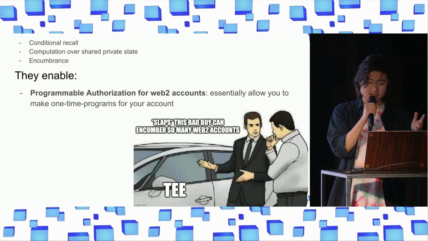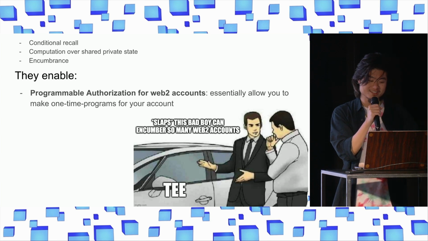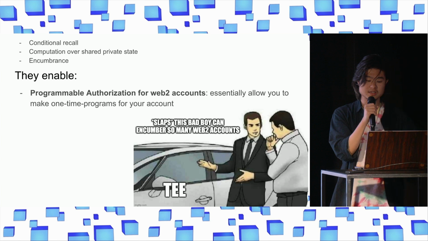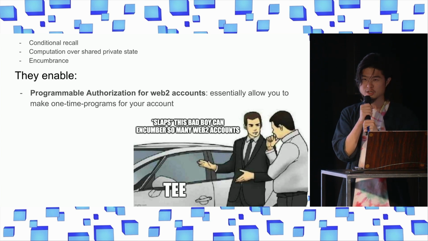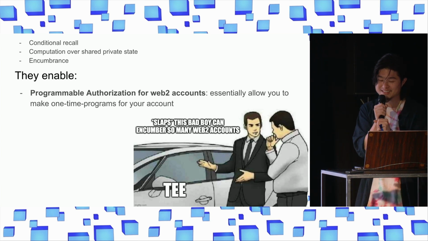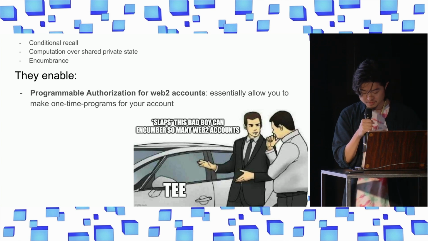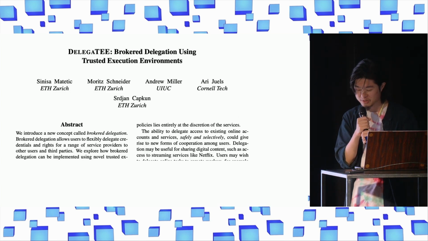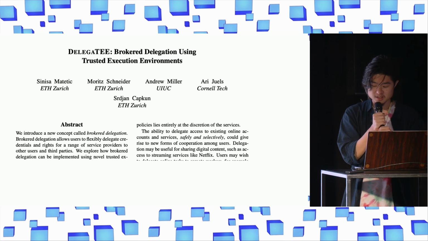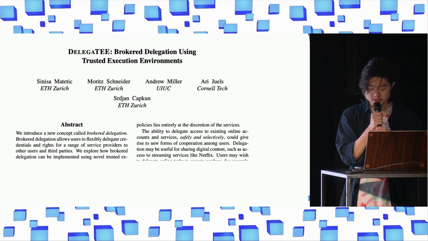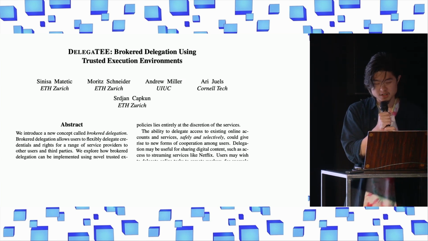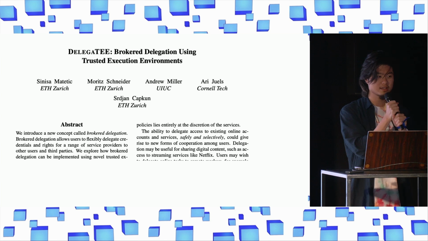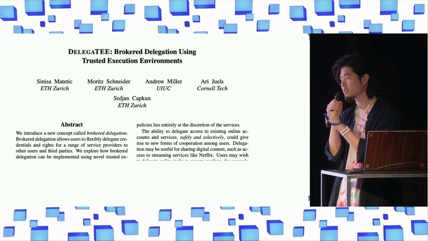And due to the benefit of computation over shared private state and encumbrance, this also means that the user is able to program more authorizations. So essentially, at a high level, this just means that we are able to bring Web3 composability and programmability to Web2. Okay, of course, this idea is not new. We've been exploring this area for quite a long time. This paper, I think, is from 2018, called Delegatee. The prime example you're seeing here is Netflix account password sharing using TEs.